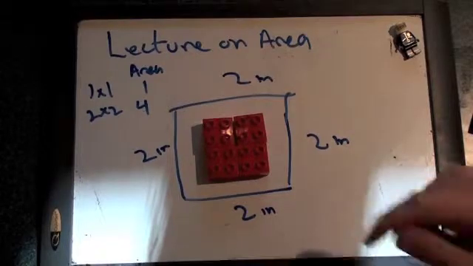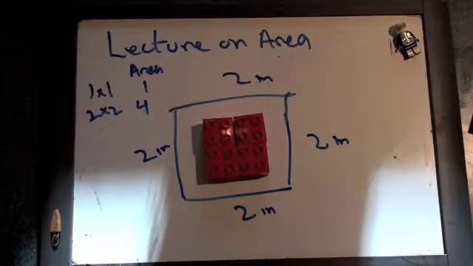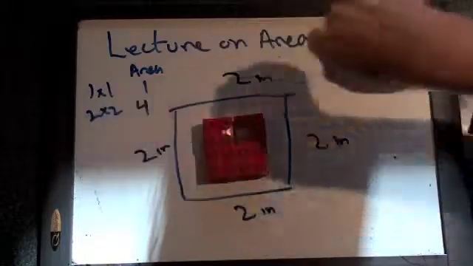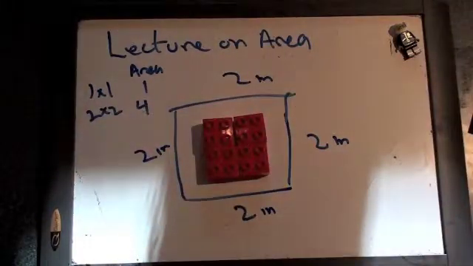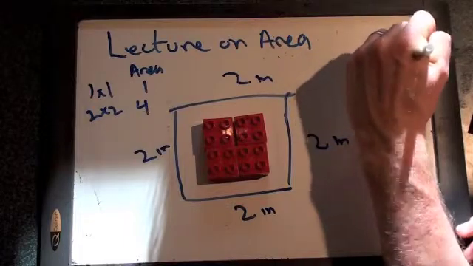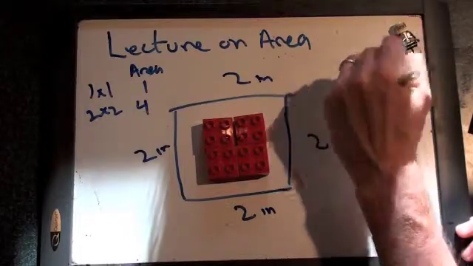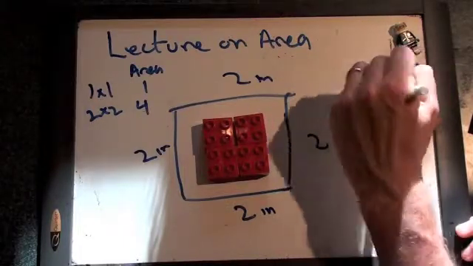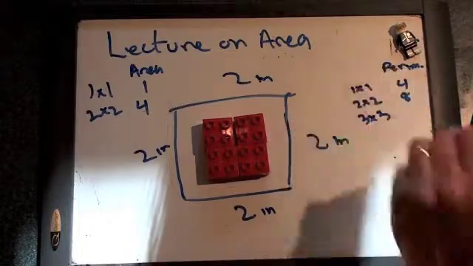What's the perimeter here, by the way? The perimeter is 8 inches. 8, right? So you go around. So what was the perimeter from the 1 by 1 square? 4.